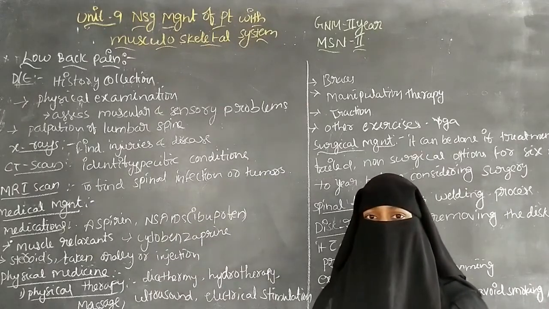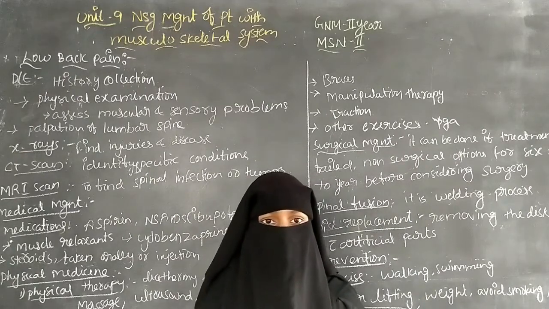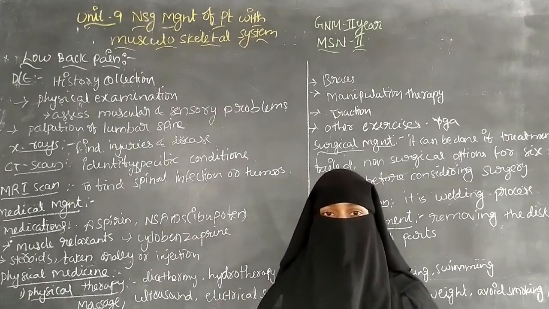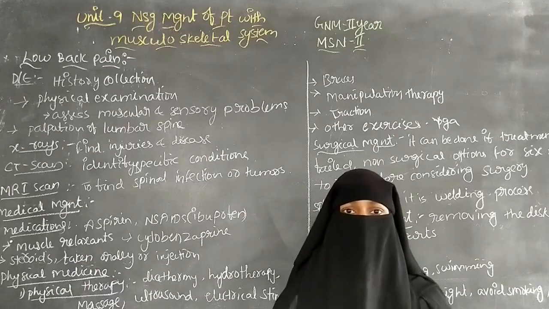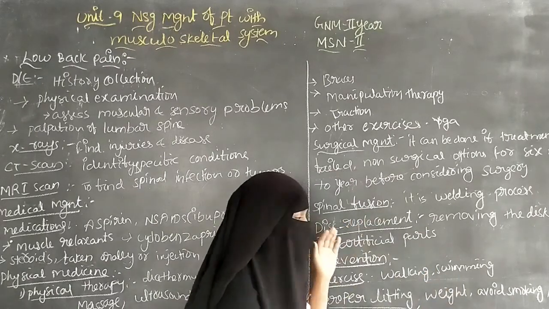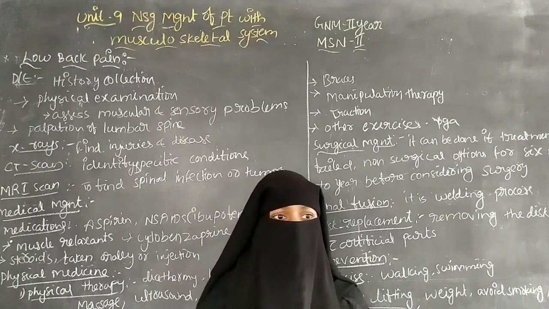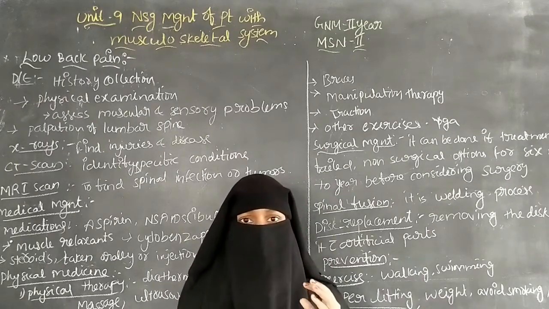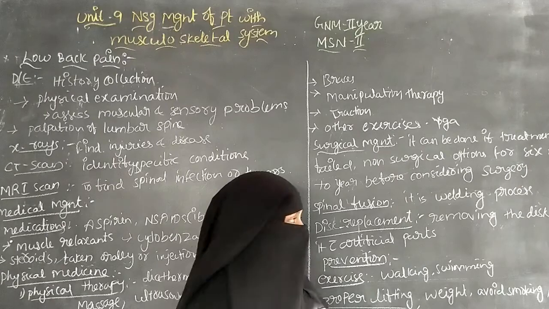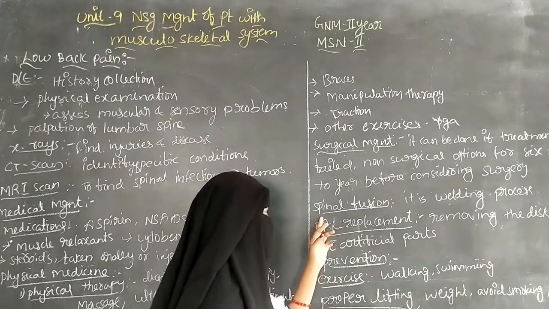Spinal fusion is like a welding process, and two vertebrae are joined together by the welding. So it becomes a single vertebra. Two vertebrae are joined together and made into one single vertebra. So that is about the spinal fusion.